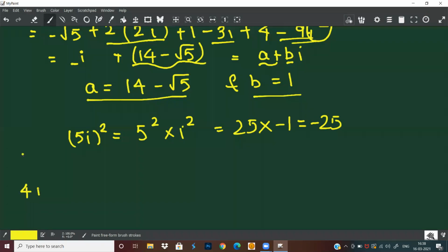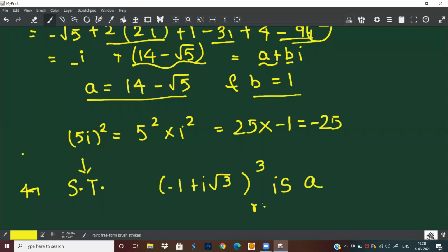Some number. I think this we had done last time, 4i raised to 8. I remember having done. The exercise में नहीं लिया था. ये कॉलेज एग्जाम के लिए बहुत इंपॉर्टेंट सम है. Show that this is a real number. Prove it.